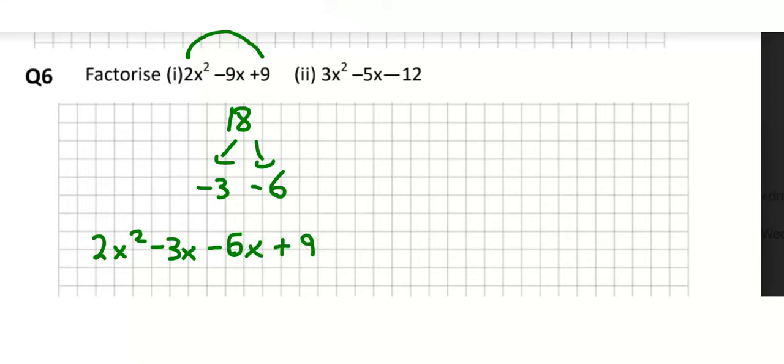Now look what happens. The 2x squared is still the 2x squared. The 9 is still the 9. And the minus 9x in the middle is now minus 3x minus 6x. You see the way everything is the same? We all good at that? You know how to do this? Yeah. Good man.